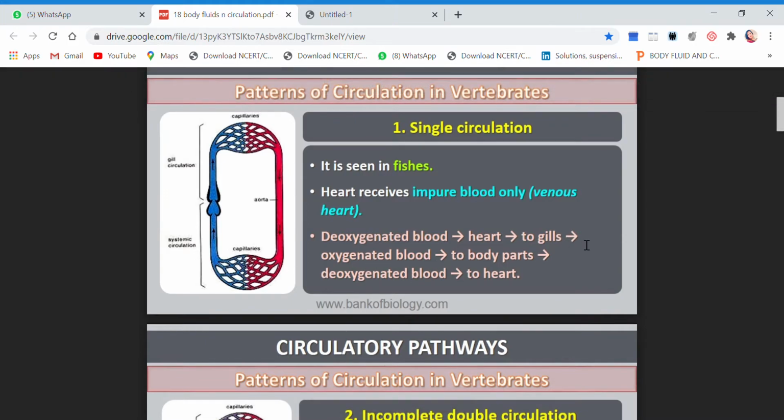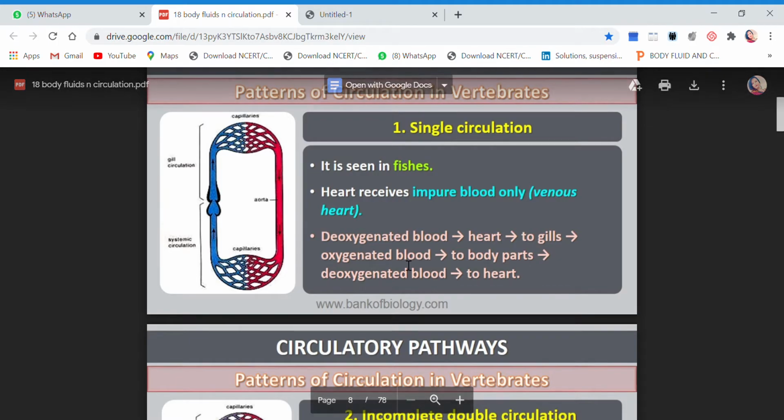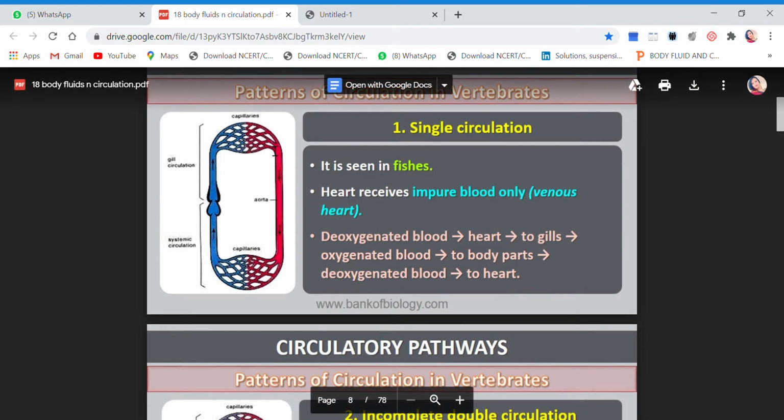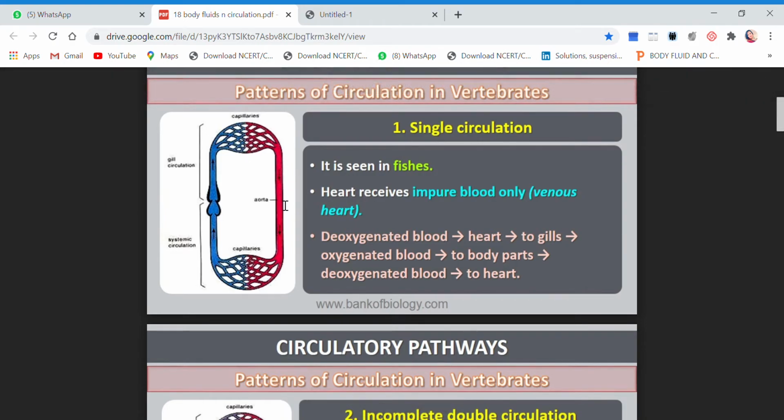From the gills, inside the gills it becomes oxygenated, and then it is moved on to the aorta. You know what is an aorta? It is a vessel which supplies oxygenated blood to various parts of the body. So the oxygenated blood is represented in red color. It moves on to the aorta, and from the aorta it is given to the various body parts. And from the various body parts, when they use this oxygenated blood, they take off the oxygen and give out carbon dioxide to that blood.